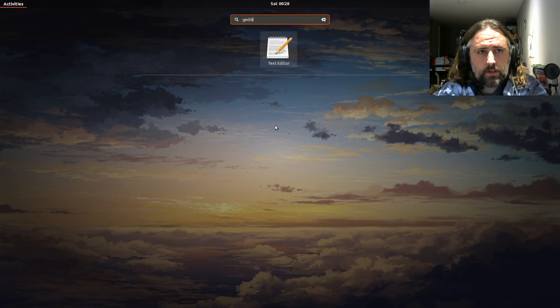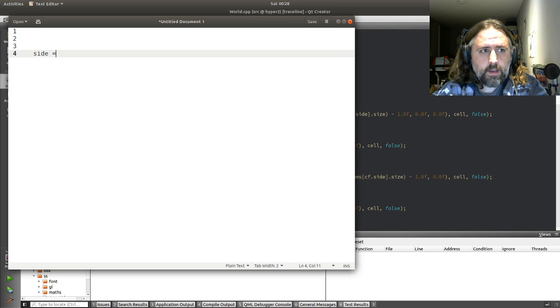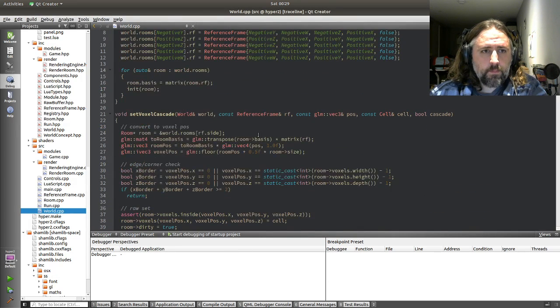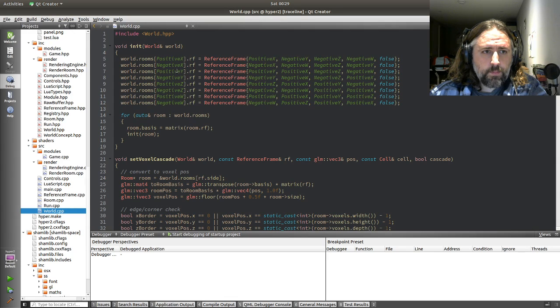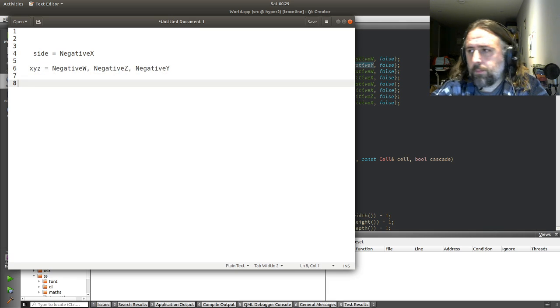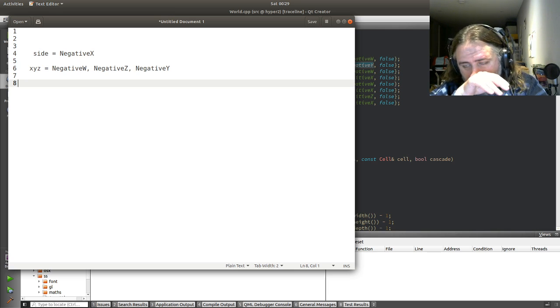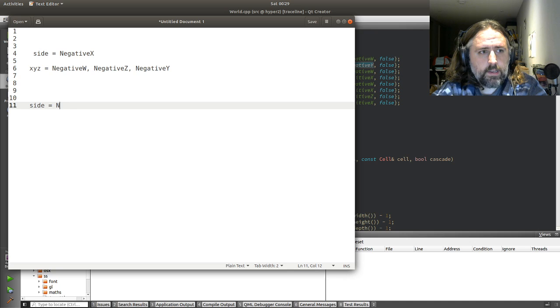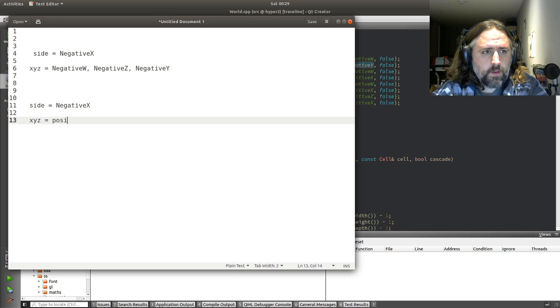So, let's open Gedit. Say we're on some side of the hypercuboid. Let's say we're on the negative x side. Then we have some axis. What is the negative x basis? Your xyz is that. Oh, what a mess. But you might be in a different reference frame. So say you're in some other reference frame, you're still inside negative x, but your reference frame is positive z.